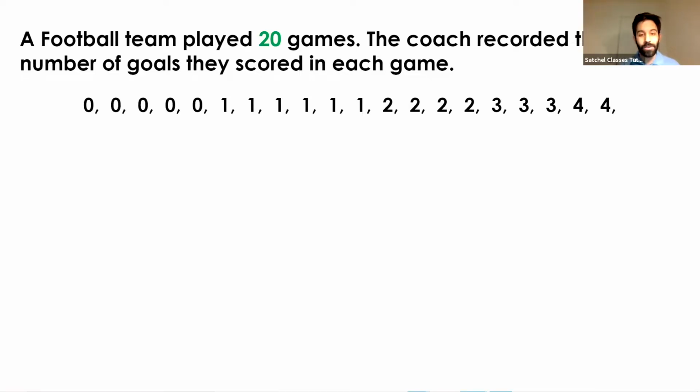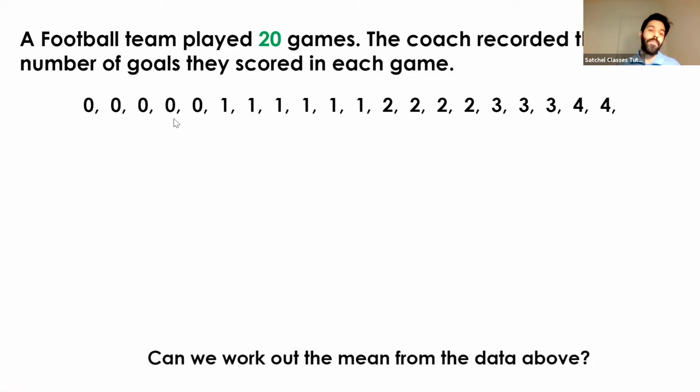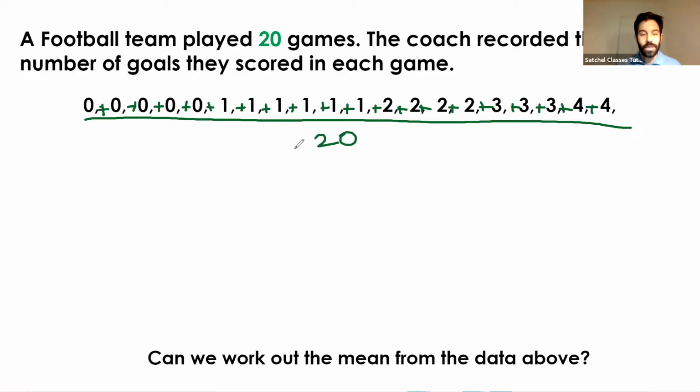We can calculate the mean by adding all the values together. So we could do 0 plus 0 plus 0 plus 0 plus 1 plus 1 plus 1 plus 1 plus 1 plus 1, and we add all the values. Whatever the sum is, we will divide by 20. Now, this is quite a long process because you would have to type lots of numbers into your calculator and add them on. For this example, we're lucky we only have 20 games. What if it was a full Premiership season of 38 games? It would be very long.